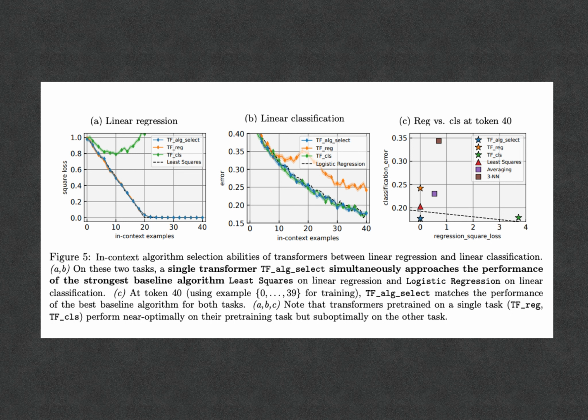They show the great performance of this algorithm-selecting transformer as well, compared to, let's say, transformers that are trained on a specific task. For example, the classification one could be shown to work well on its designated task but not well on the other one. For example, the classifier does not do a good job on linear regression.